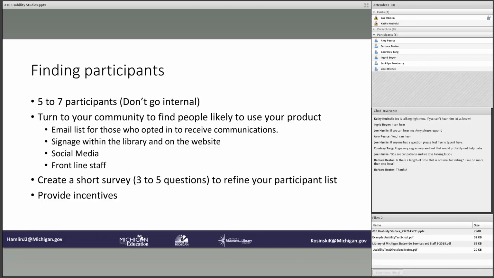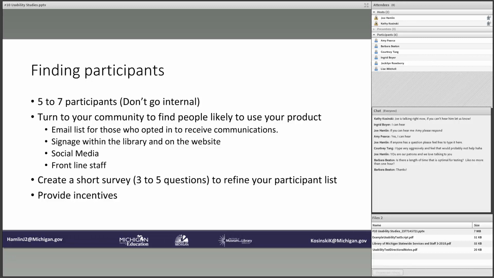Finding people. So 5 to 7 participants. I think that's a good number to test, especially tech. And you don't have to go very far to find these folks. They're your patrons. They're the people in your community, in your library, that you see that are going to use your product, whatever the product may be.